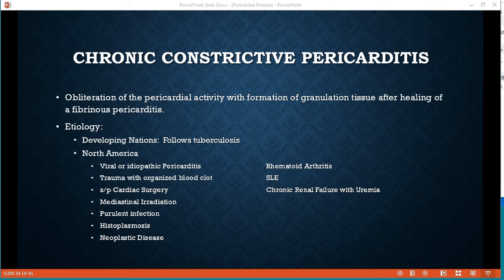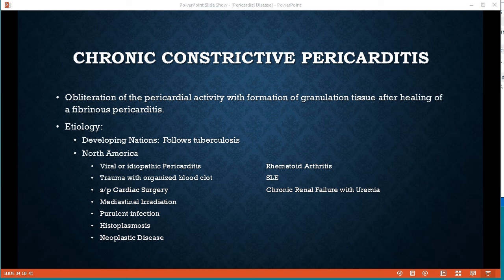And that constriction ultimately affects the myocardium in the sense that you have a decreased amount of space for ventricular filling during diastole. So if you think about it, it's a constrictive problem where you're starting to have less space available for the myocardium to really relax and to be able to fill with blood during diastole. And you can see here the primary etiology in developing countries tends to be tuberculosis, whereas you don't tend to see that problem in the United States as much.